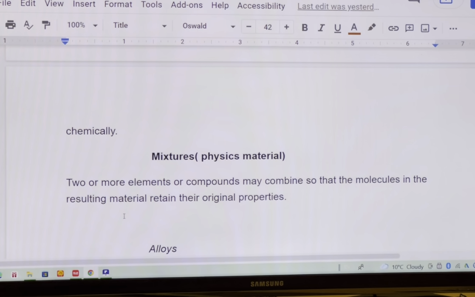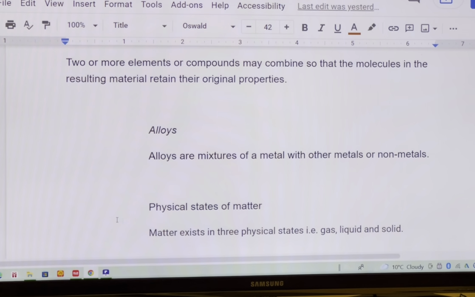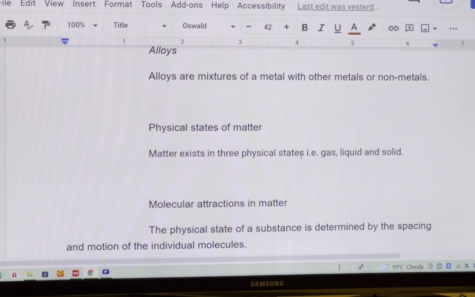Two or more elements or compounds may combine so that the molecules in the resulting material retain their original properties. For example, alloys. Alloys are mixtures of a metal with other metals or non-metals. Physical states of matter. Matter exists in three physical states. For example, gas, liquids, and solid.